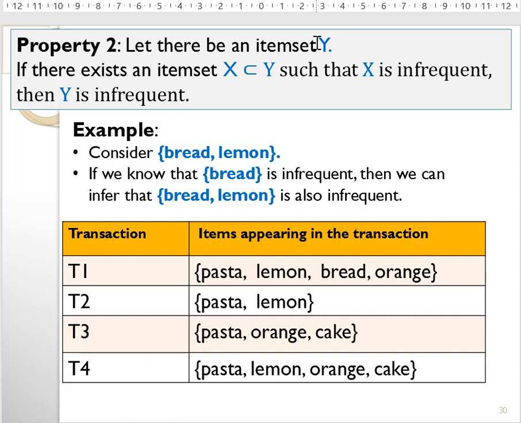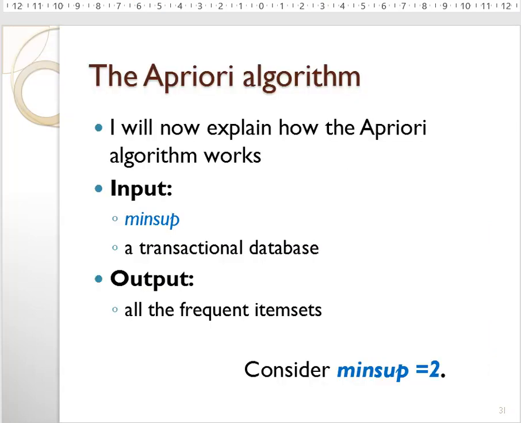If we have an item set Y, like bread and lemon, and we find that a subset of Y, X, like bread, is not frequent, then of course bread and lemon cannot be frequent. So if bread appears only one time, then of course bread with something else like lemon cannot appear more than one time, so it must also be infrequent. As I said before, this is just another way to write the same property, property 1, but this one we call property 2.